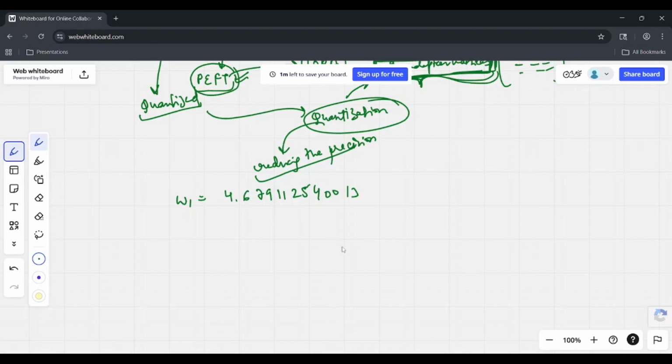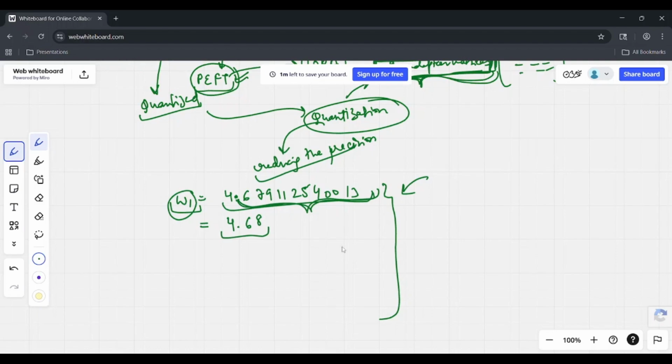540013. So this is my first weight. And whatever weights and parameters I have in my model, all of those weights have this many numbers after the decimal point. Now, I can also store this number this way, right? I just round it off to two decimal places, and this also works for me. So what quantization says is that instead of storing the model weights and biases in the original precision, you store them in a lower precision format.